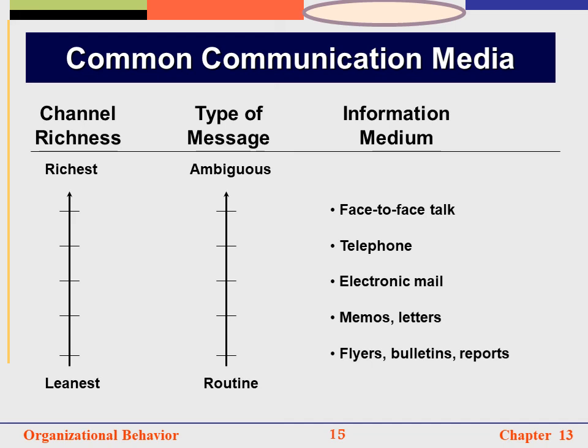So for the ambiguous message, you need face-to-face or telephone, because this is on-the-spot feedback. I could answer questions, I could reply to the question, I could make my message clearer. If the message is routine, no problem, I can use any other medium, something like electronic mail or other things like letters, flyers. So from the richest to leanest channel richness, I can choose a medium that's suitable to my type of message. Let me give you some examples of the kinds of messages for which I can use different channels in the next slide.